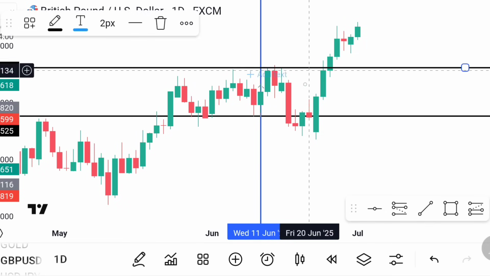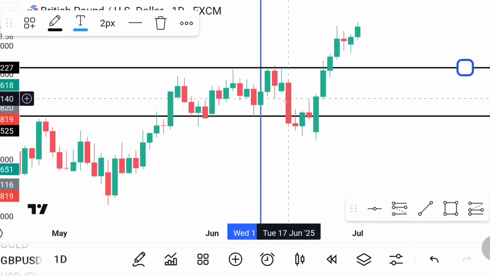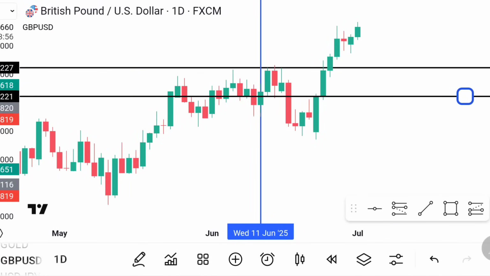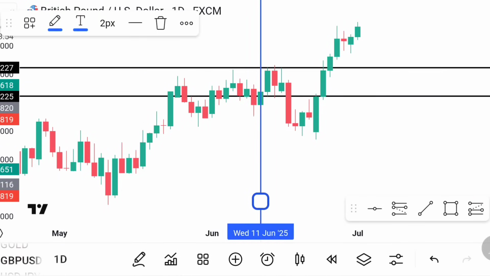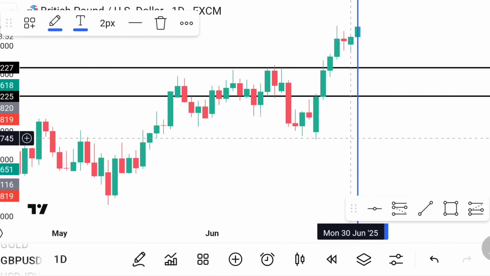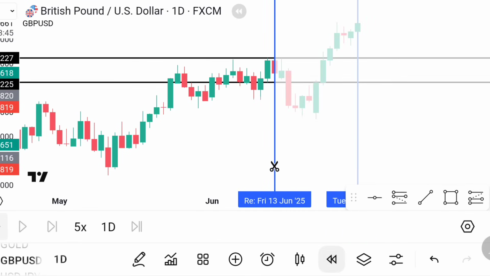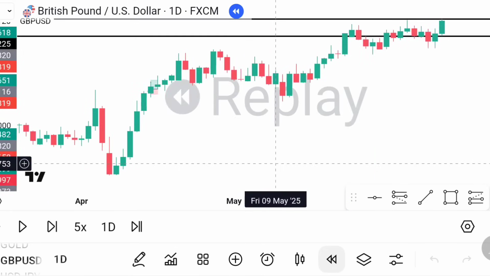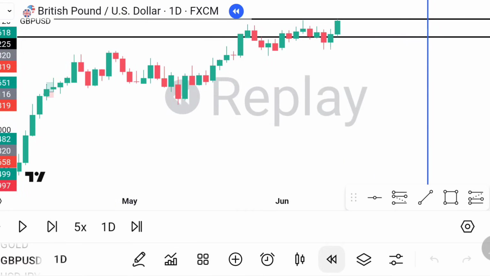So we'll place our horizontal bar there. Once we've done that, we are going to use the bar replay button to cut out the current day, so we can see how the bearish reversal will happen.